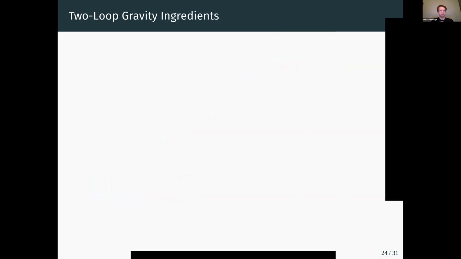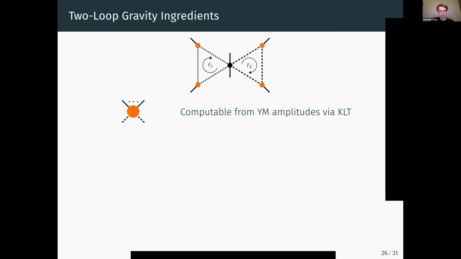So assuming that this kind of construction works, what would be the ingredients in this case? Taking an arbitrary one loop square topology, there are, of course, the three amplitudes with a single scalar pair and a number of gravitons. These are obtainable from Yang-Mills amplitudes via KLT relations, and this has been used, for example, for the computation of one-loop amplitudes in the past.